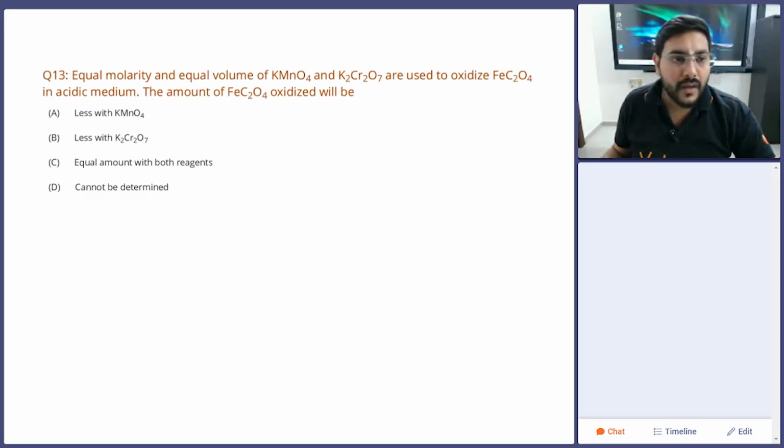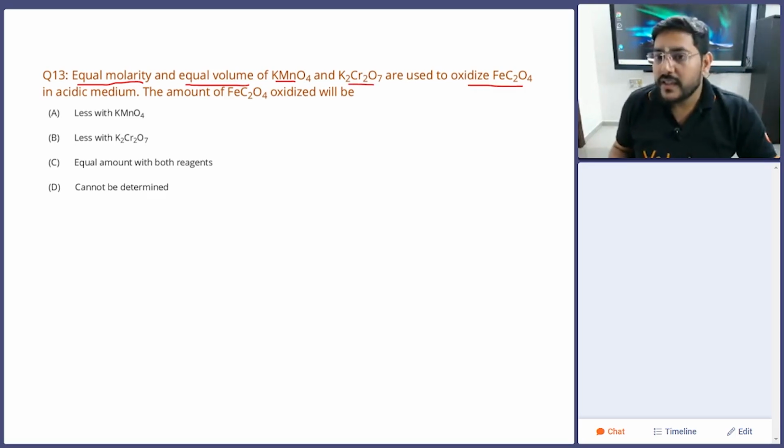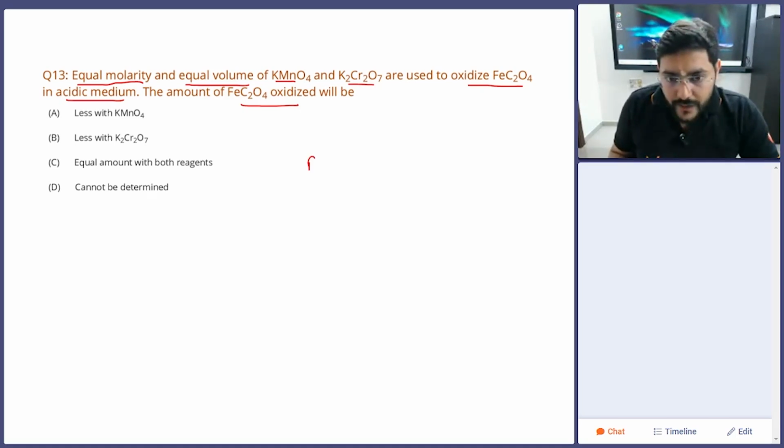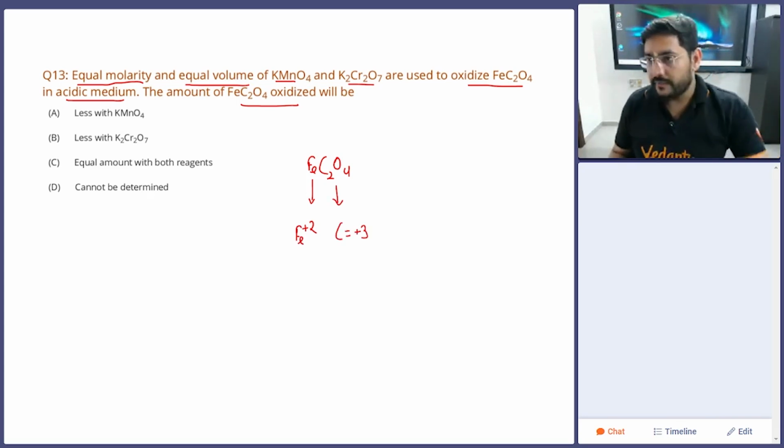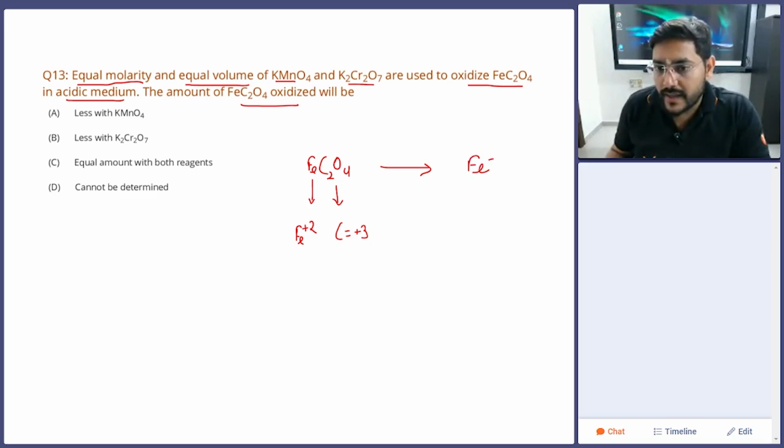Now moving towards the next question. Okay. Equal molarity and equal volume of KMnO4 and K2Cr2O7 are used to oxidize FeC2O4 in acidic medium. The amount of FeC2O4 will be, okay, when we are saying FeC2O4, here Fe is present in +2 oxidation state, and in C2O4, the carbon is present in +3 oxidation state. When they are oxidized to Fe+3 and CO2, so from +3 to +4, okay, and from +2 to +3.